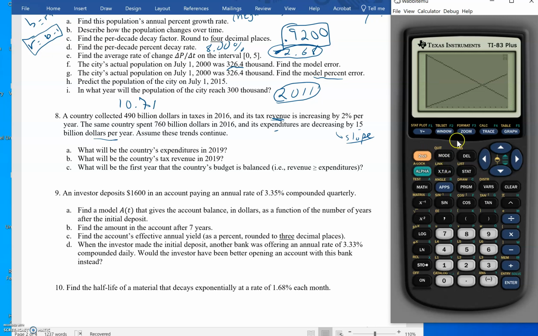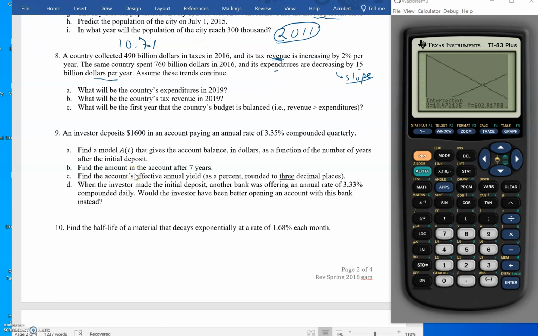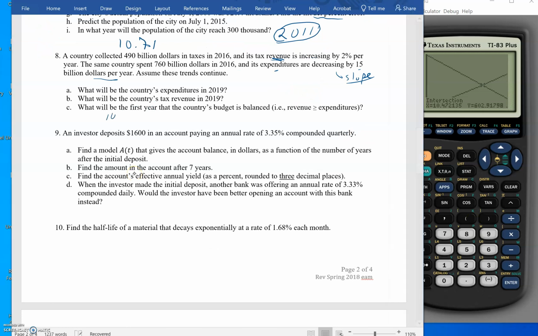Okay, so now we can find the intersection, and it's at 10.47. So our answer is 10.47 years, but we actually want to know the calendar year. So there's a few things we should say about this particular question.